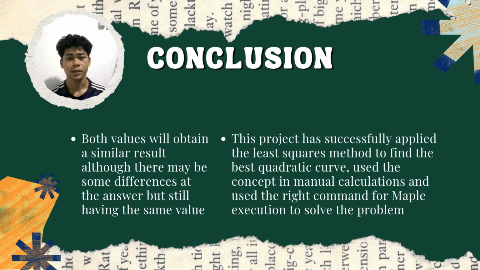As a conclusion, both values will obtain a similar result, although there may be some differences in the answer, but still having the same value. And this project has successfully applied the least squares method to find the best quadratic curve, used the concept in manual calculation, and used the right commands for Maple execution to solve the problem.